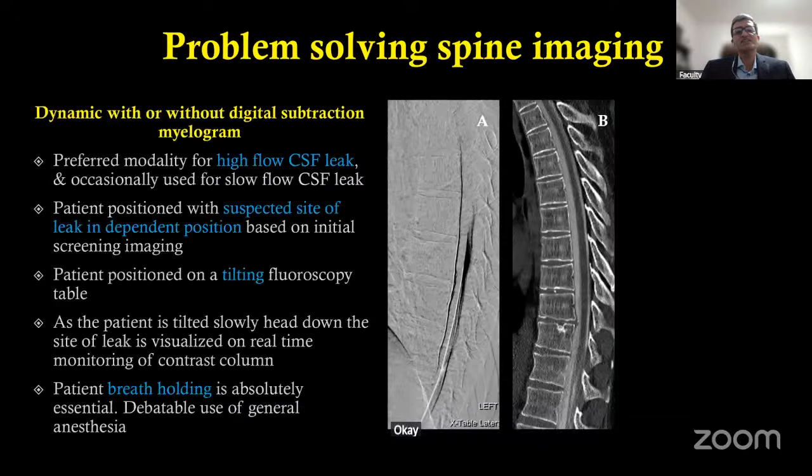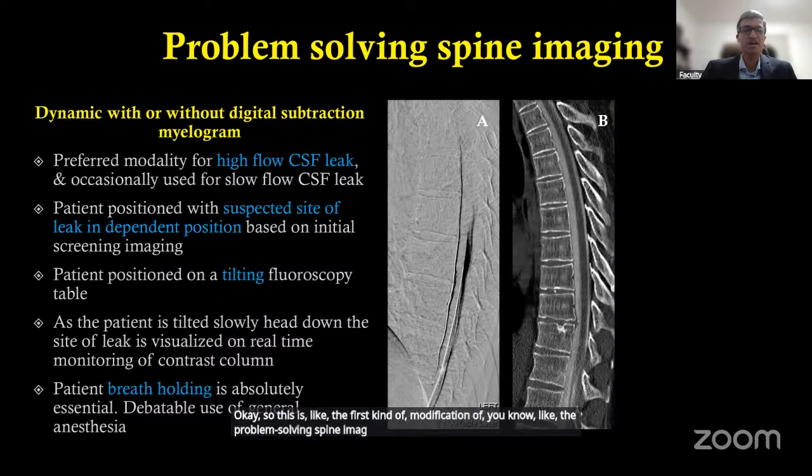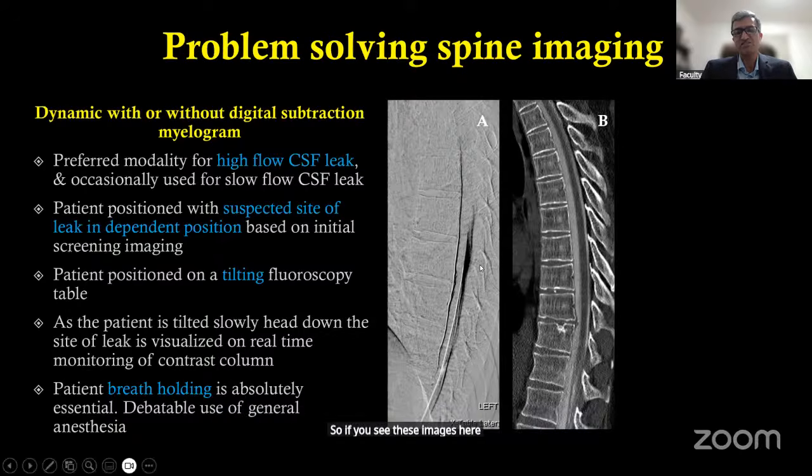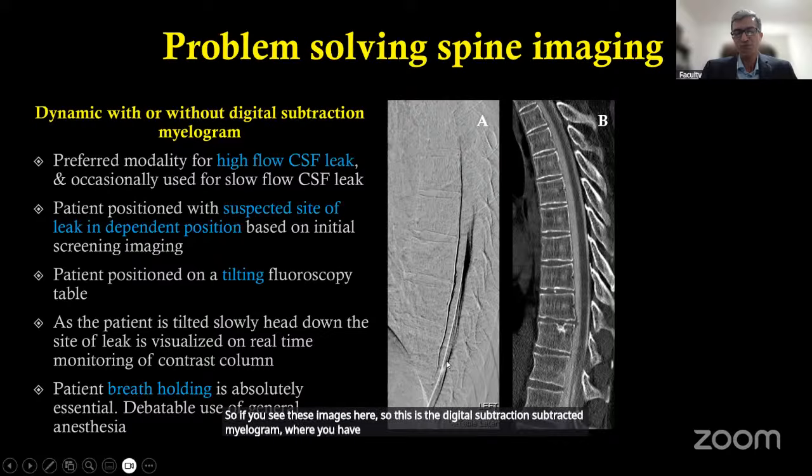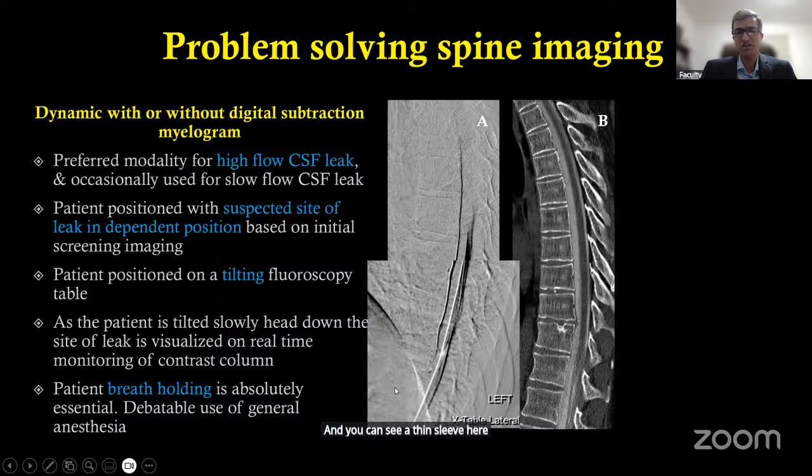Okay, so this is the first modification of the problem-solving spine imaging, which is called dynamic myelogram with or without subtraction. I'm not going to go into the technical details here. If you see these images, this is the digital subtracted myelogram, where you have two columns of contrast. The one more posterior is in the thecal sac, the one more anterior is in the epidural space. And you can see a thin sleeve here, the rent which is leaking the contrast.